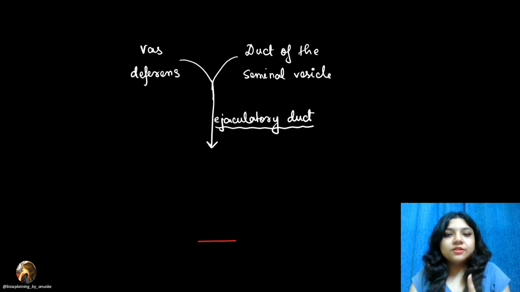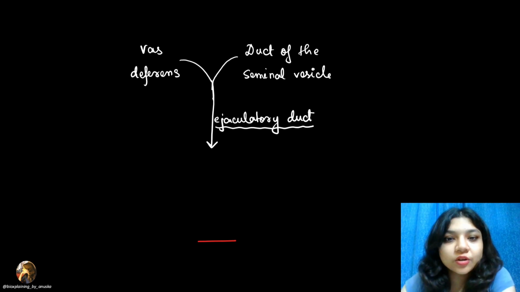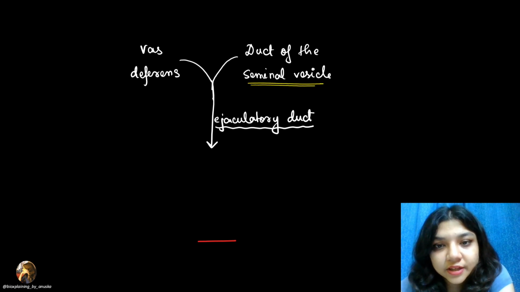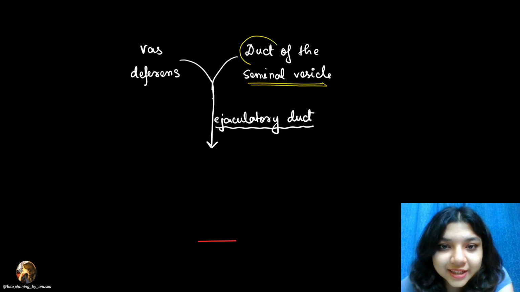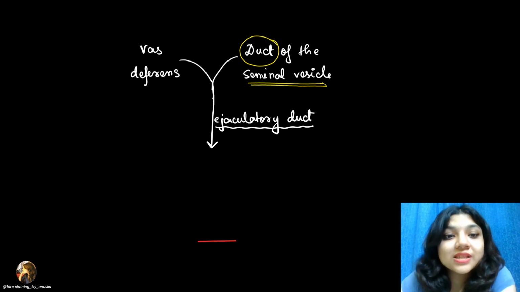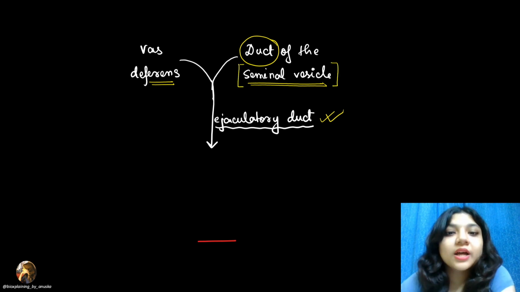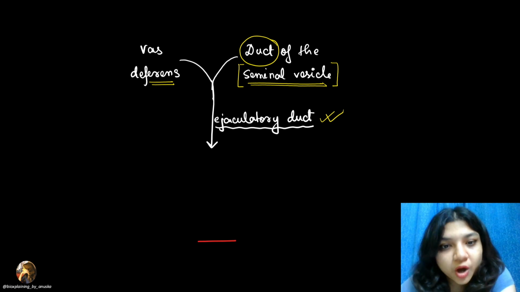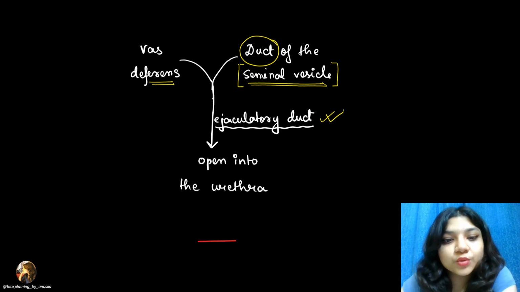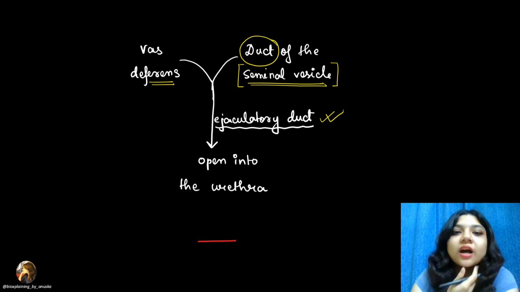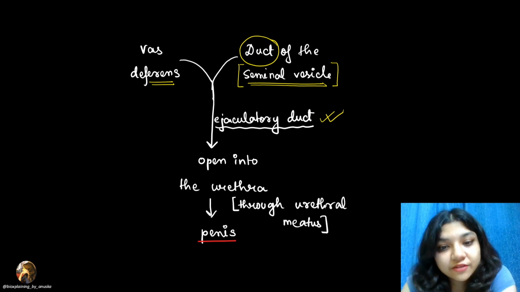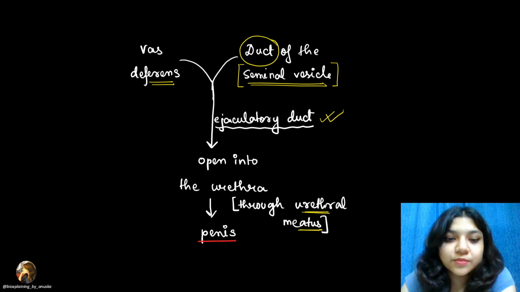So from the vas deferens, the accessory gland present on the other side is the seminal vesicle, right? तो seminal vesicle का भी अपना खुद का duct है. This vas deferens gets joined by the duct of the seminal vesicle and it forms the ejaculatory duct. मतलब seminal vesicles की सब secretions, they will come together with the sperms and all of it opens into the urethra. Right? So the ejaculatory duct opens into the urethra and then via the urethral meatus it comes to the penis.